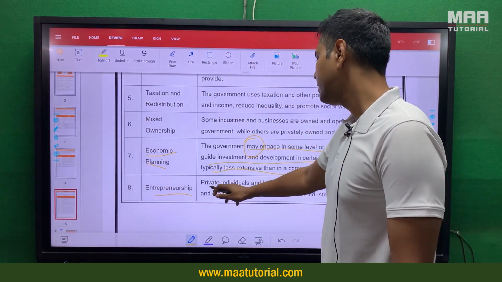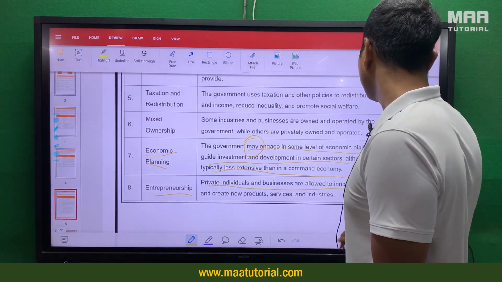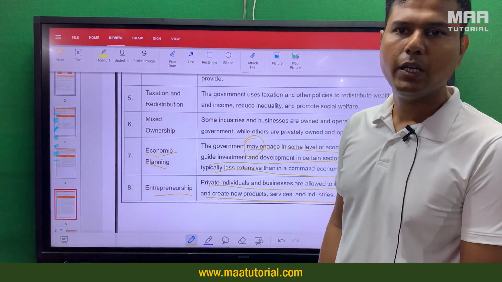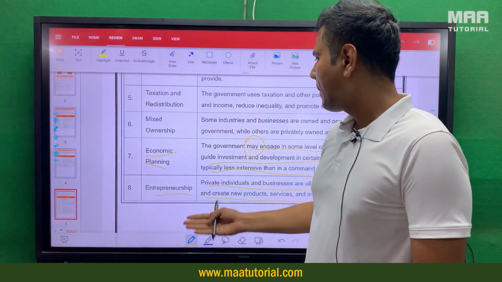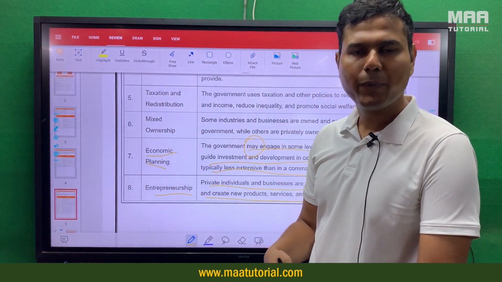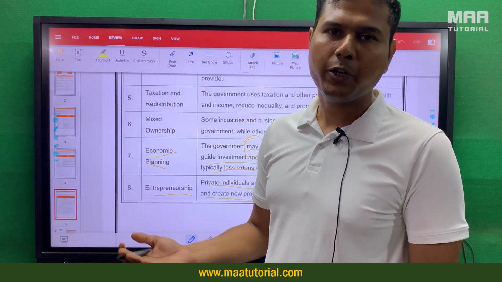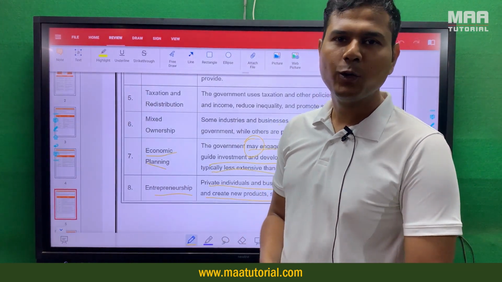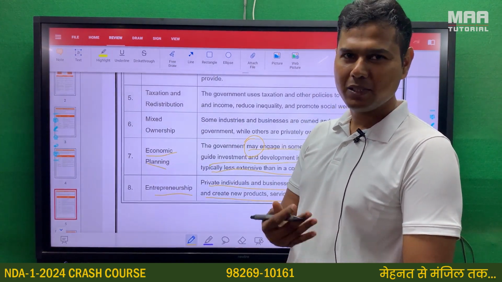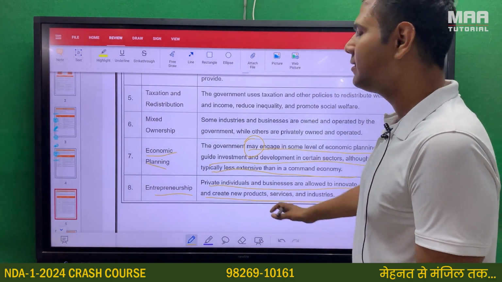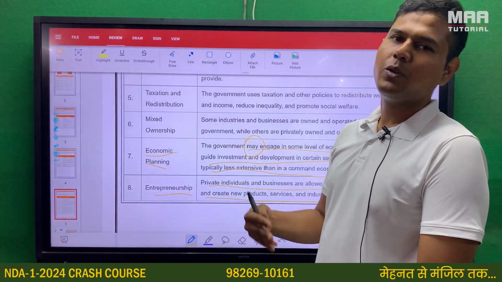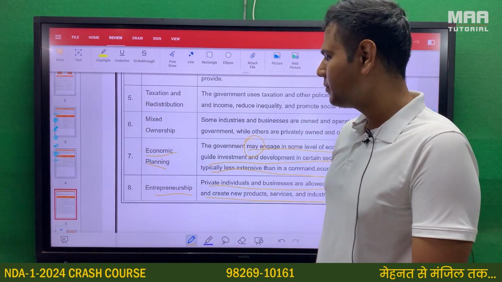Yes, very much. Private individuals and businesses are allowed to innovate, take risks, and create new products and services. So this is very much evident. For example, let's take the idea of India. In India we have a lot of entrepreneurs coming up. Ashneer Grover, you must be knowing him very well, right? There are others. Just taking an example so that you can relate. So the idea is these are the three types of economy based on ownership and other aspects of it.